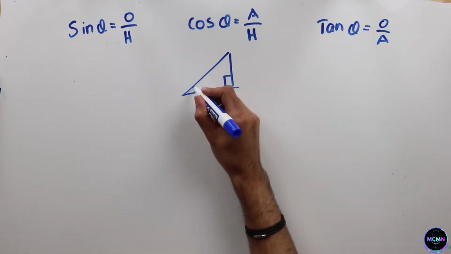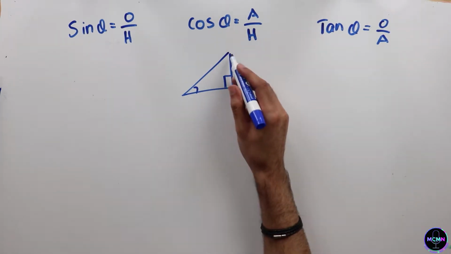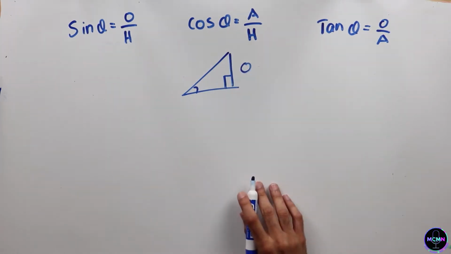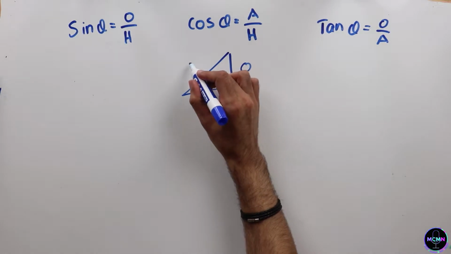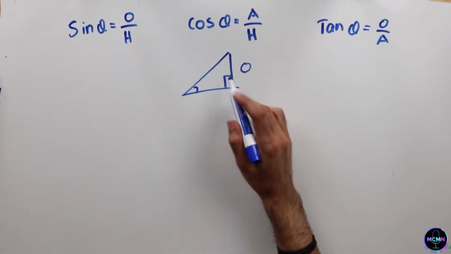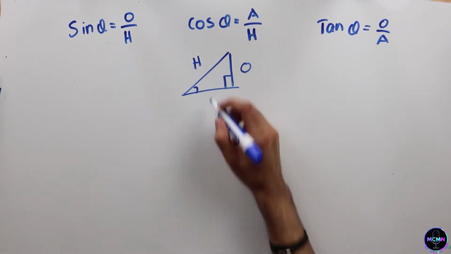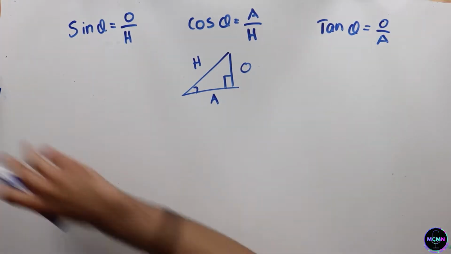The side of the triangle which is directly opposite to the angle is called our opposite. The side opposite to the right angle is called the hypotenuse, and the leftover side is called the adjacent. So that's a quick overview before we get into some questions. Of course, everything gets easier with questions.